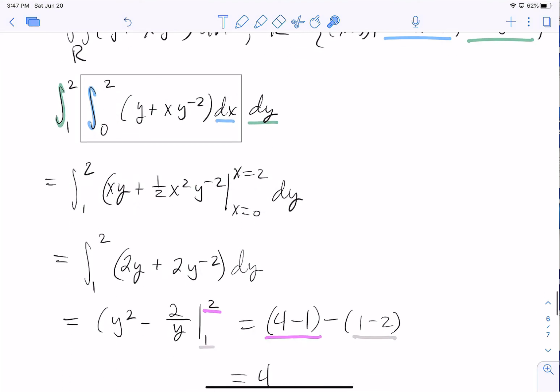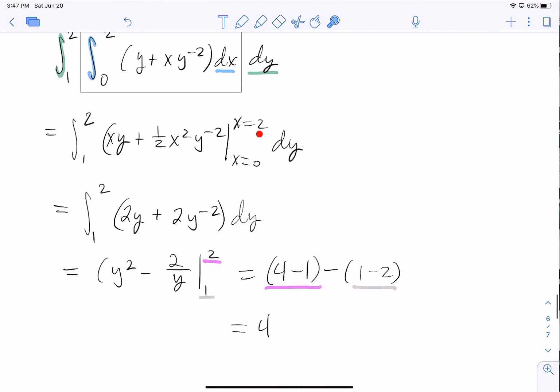when we're done simplifying. Plugging in 2 in place of x will give us 2y plus 2y to the negative 2. Plugging in 0 in place of x zeroes out everything. So we now have the integral from 1 to 2 of that 2y plus 2y to the negative 2 dy. Integrating with respect to y gives us y squared minus 2 over y. And we're going to evaluate that from 1 to 2. Putting 2 in place of y gives us 4 minus 1. Putting 1 in place of y gives us 1 minus 2. And subtracting 4 minus 1 minus the quantity of 1 minus 2 gives us a result of 4.